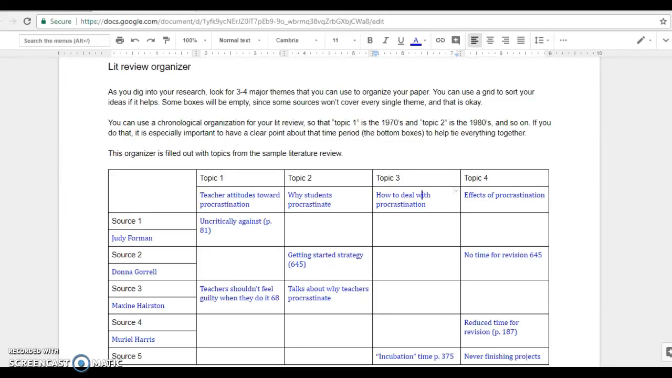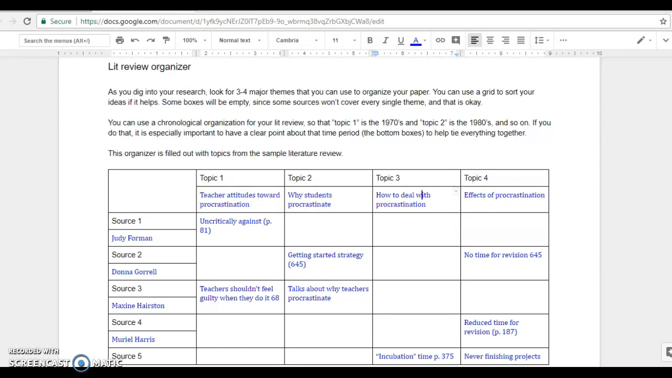Okay, this literature review organizer is a helpful way to organize your literature review paper. You have a topic for your literature review which is related to your field. Once you get that topic, you're going to need to find information in sources. We can organize the information either by the source that you found it in or the subtopic or theme that that information is relevant to.